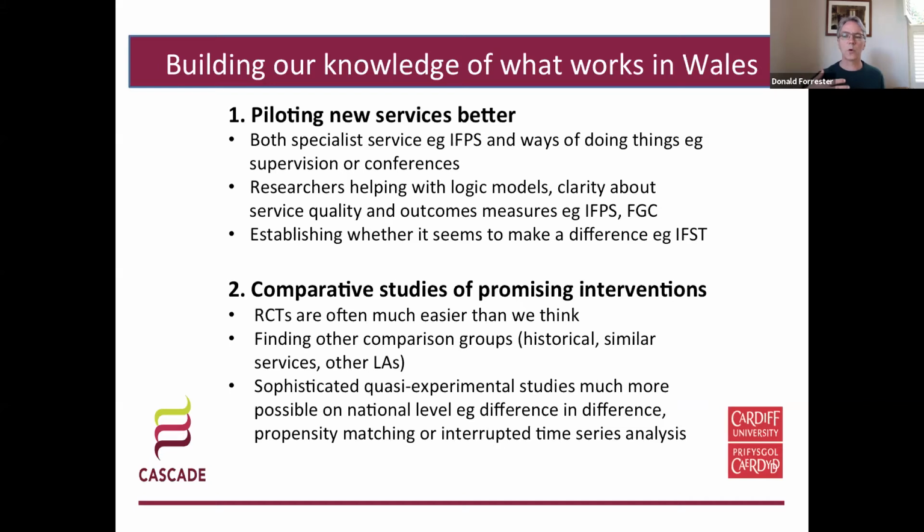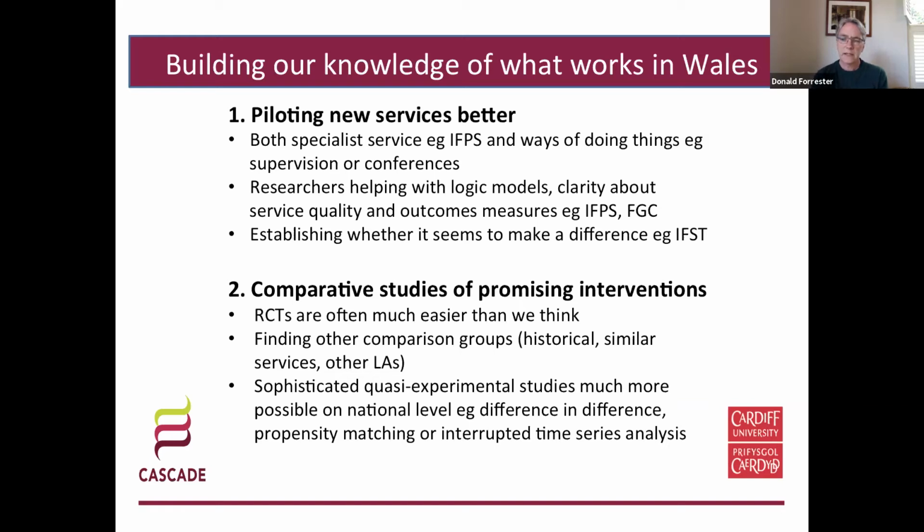Now, I think we could be doing all of that much, much better to capture and encourage the creativity and innovation that's going on in the sector, to find the things that are promising, and then, stage 2, start to do comparative studies of promising interventions. I think RCTs could often be much easier than we think. But we could certainly discuss this, because sometimes you need to do a big RCT to be sure. But for instance, in relation to reducing the need for care, because we've got a relatively straightforward outcome measure, I think that's easier than some things.